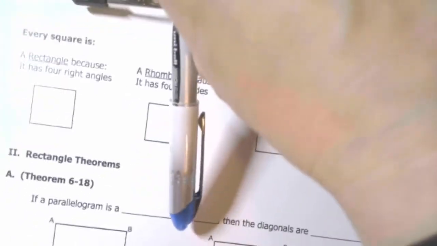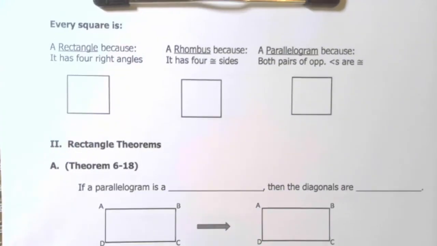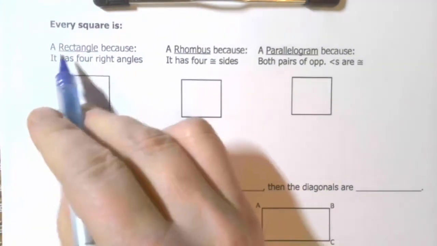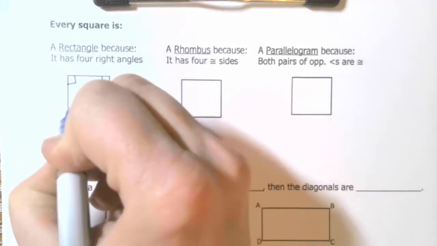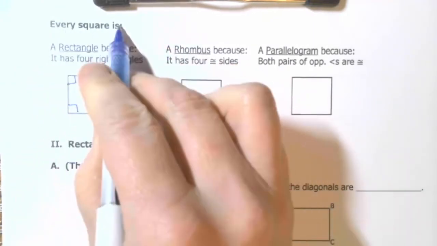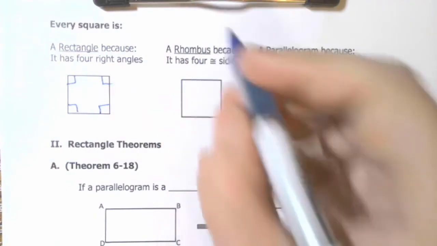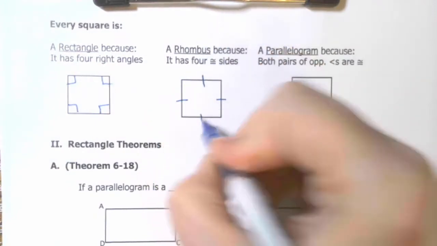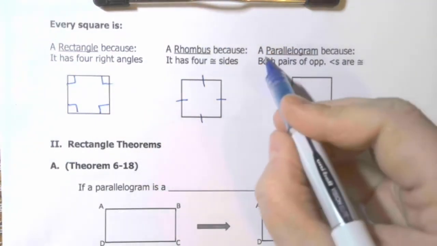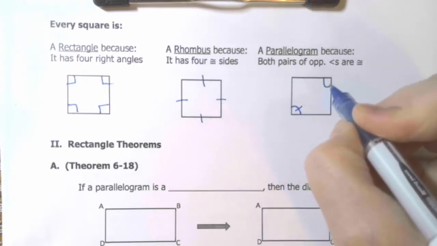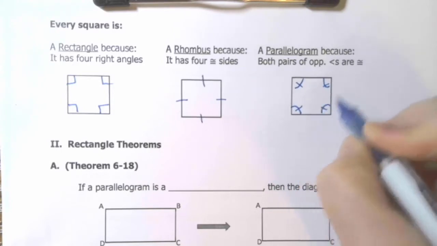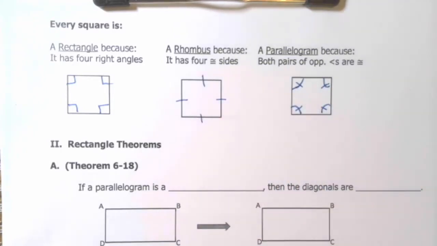And let's reinforce that. Flip the page just to make sure you've got it, because this is the most complicated figure. Every square is a rectangle because it has 4 right angles, 1, 2, 3, 4. A square is a rhombus because it has 4 congruent sides. A square is a parallelogram because both pairs of opposite angles are congruent. Okay, so those are our new figures.